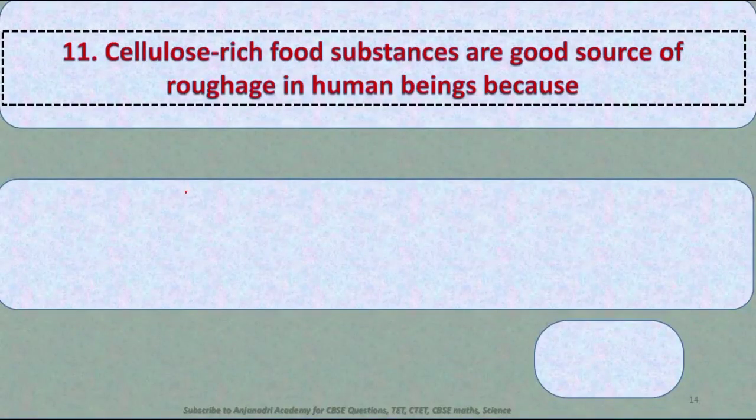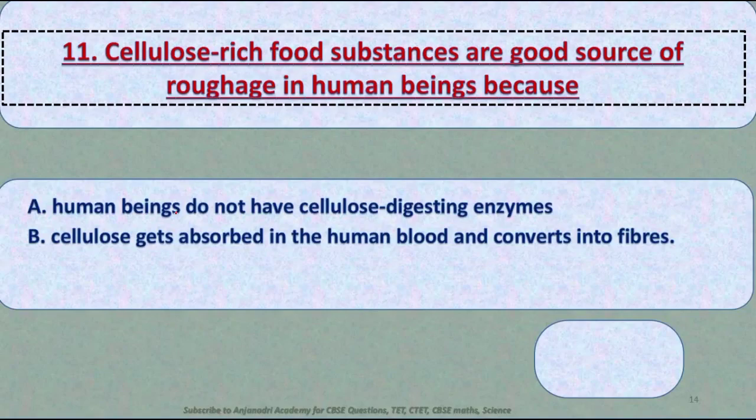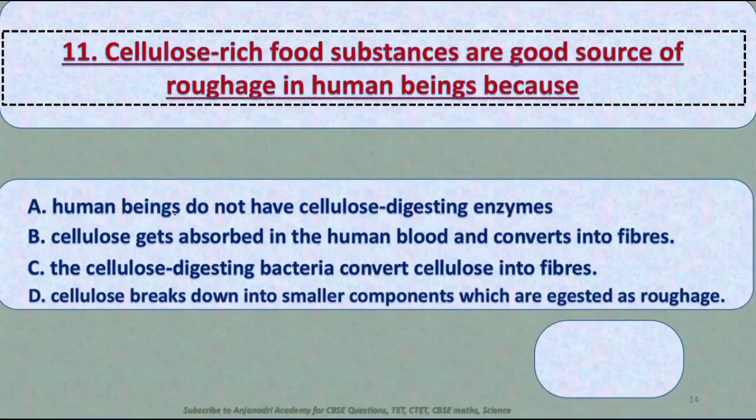Cellulose rich food substances are a good source of roughage in human beings because option A, human beings do not have cellulose digesting enzymes. Option B, cellulose gets absorbed in the human blood and converts into fibers. Option C, the cellulose digesting bacteria convert cellulose into fibers. Option D, cellulose breaks down into smaller compounds which are digested as roughage. Option A is the correct answer. Human beings do not have cellulose digesting enzymes.